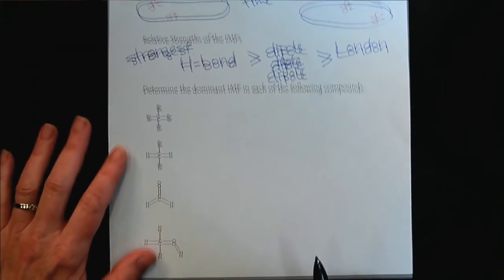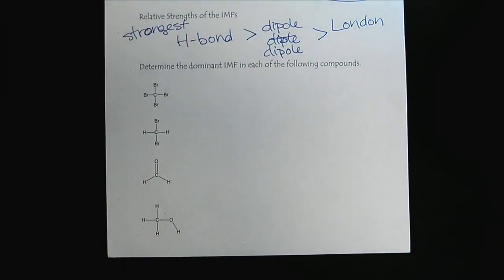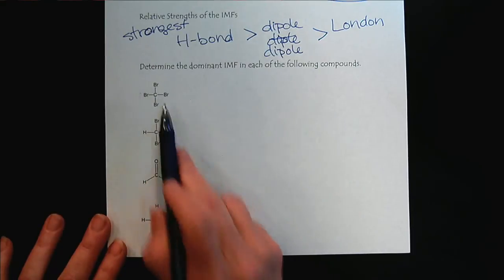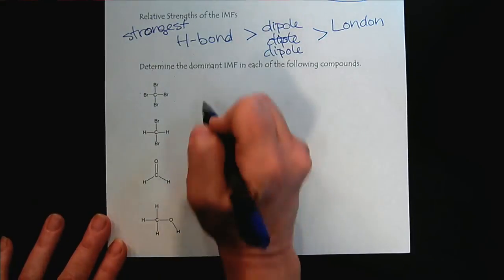When we look at molecules, we want to be able to identify the dominant intermolecular force. So the first thing we're going to ask ourselves is, polar or nonpolar? If we look at this molecule here, we want to see it in its three-dimensional shape.